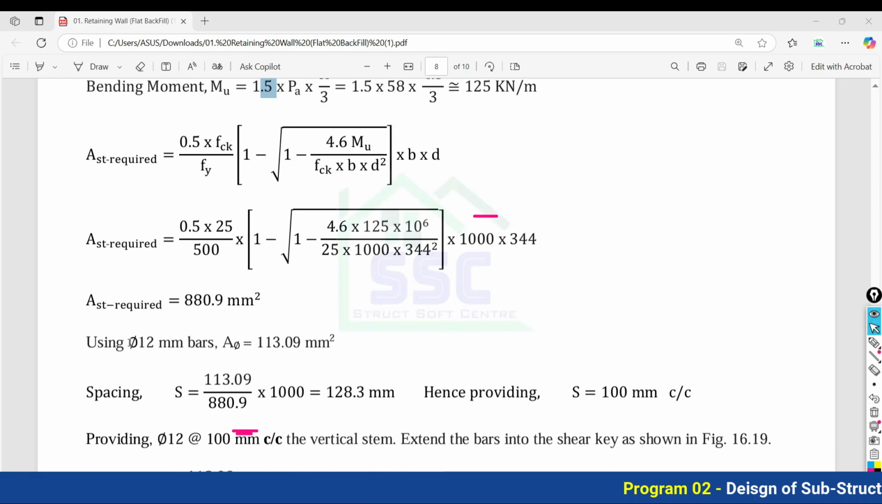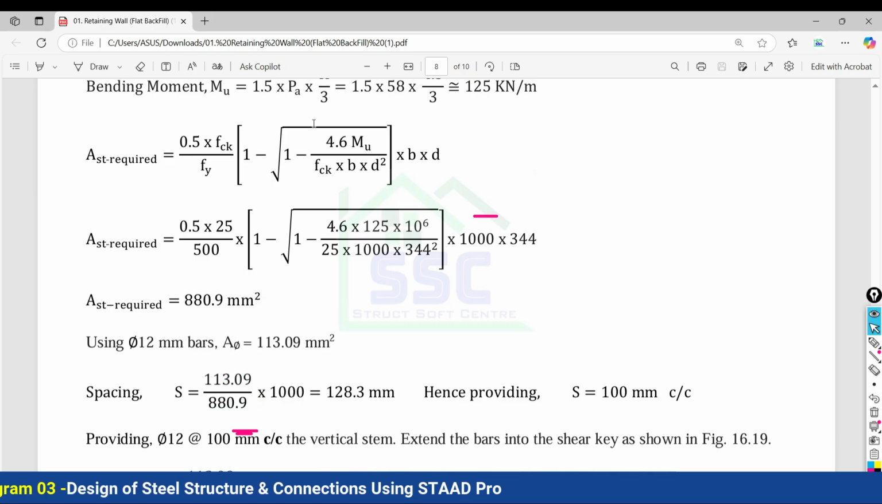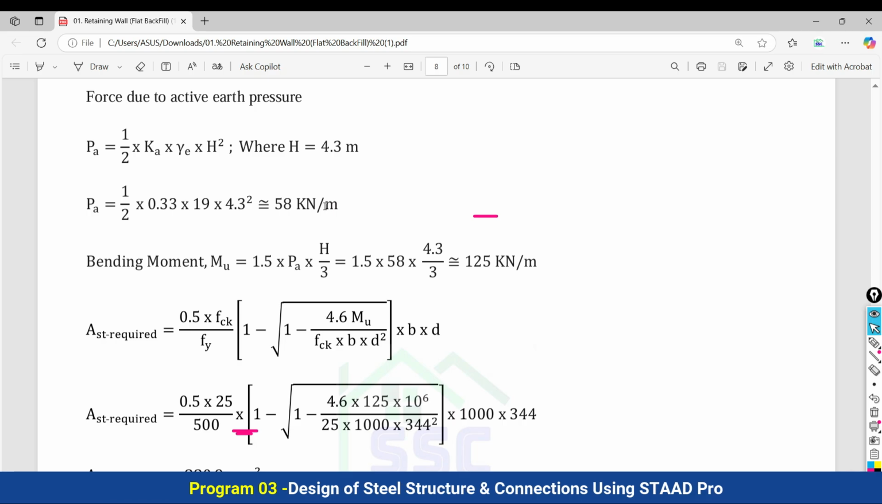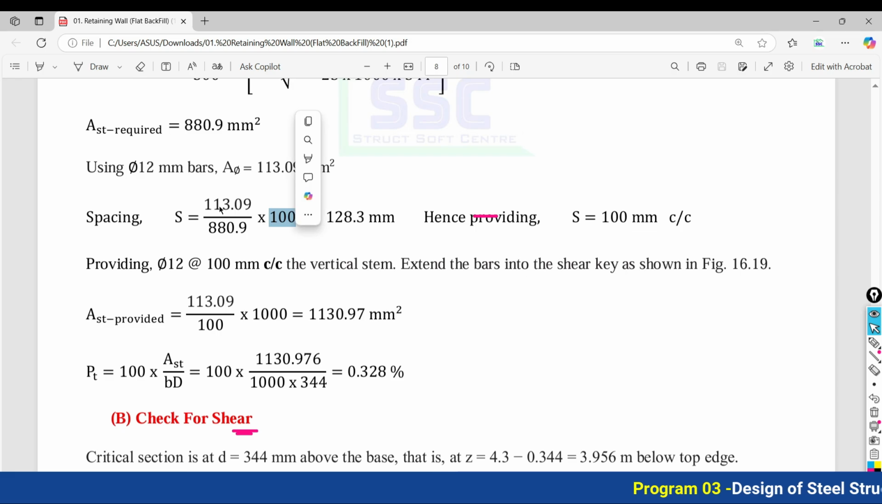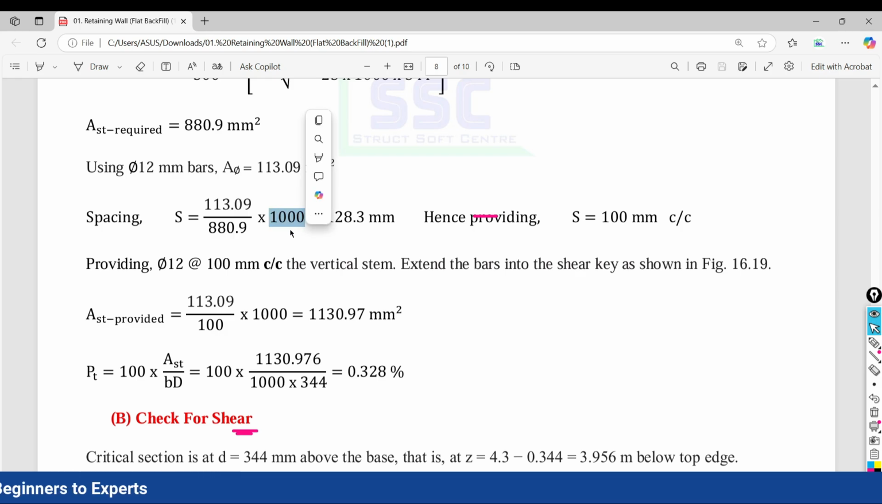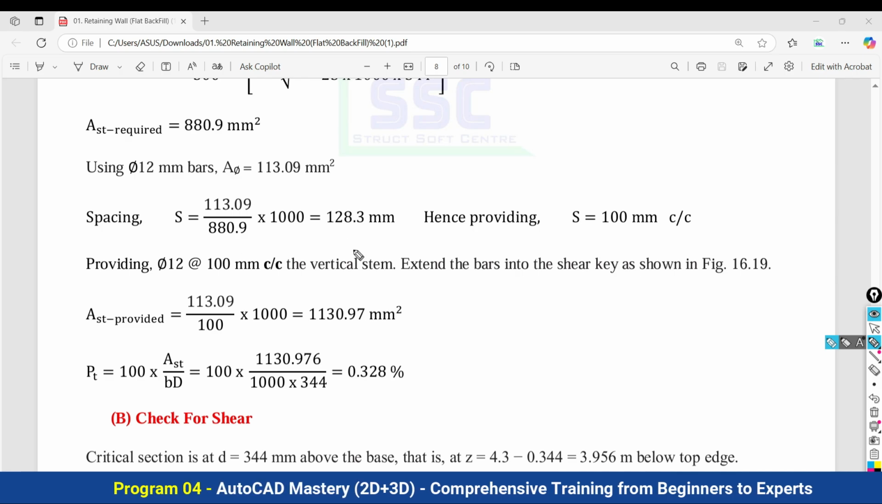So I would like to provide 12 mm diameter bar. So what is the unit area of a 12 mm diameter bar? 113.09. I put this value as unit area divided by total area in demand over 1 meter, because these overall calculations we have done over the 1 meter length of the retaining wall. So this is over the 1 meter, unit area divided by total area demand, multiplied by the 1 meter length of the retaining wall, that is 1000 mm. After doing this calculation, we will come to know that 128 mm spacing is required between the reinforcement.